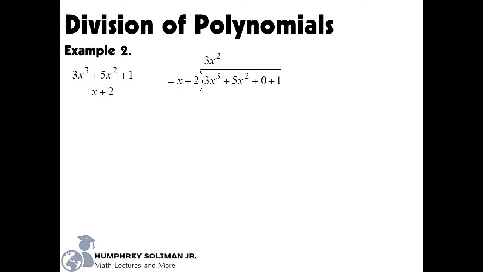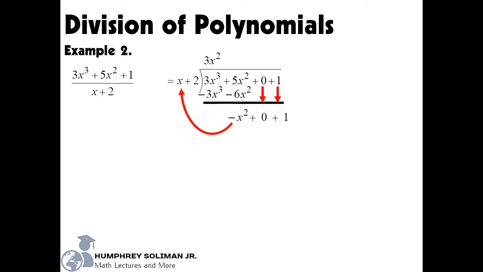After that, we need to multiply this 3x squared to the first term and second term, x plus 2, that would be 3x cubed plus 6x squared. After that, we need to subtract 3x cubed plus 6x squared from 3x cubed plus 5x squared. To do that, we need to change the signs and proceed to addition. This will give us negative x squared. We will bring down plus 0 plus 1. We will repeat the process again.